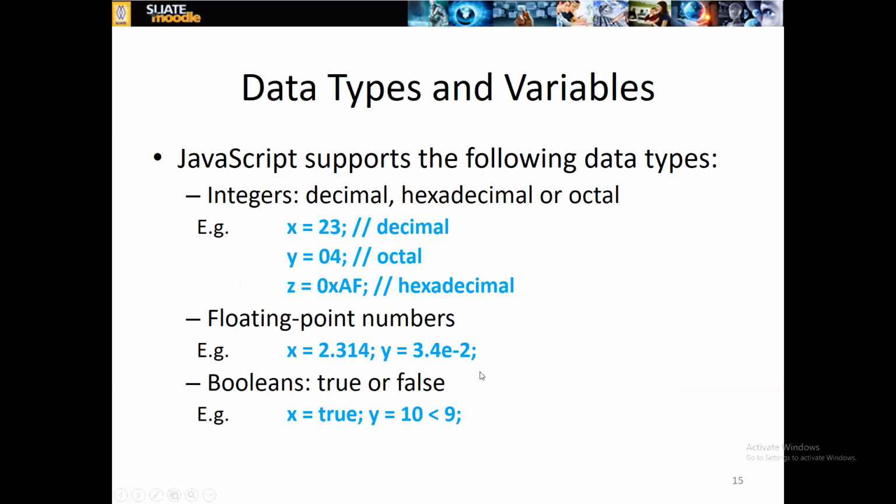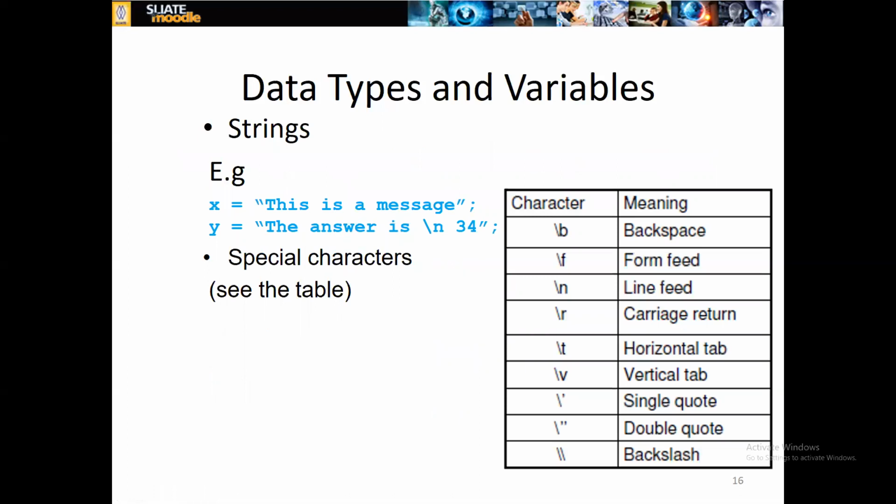So these are the integers. There is support for decimal, octal, and hexadecimal. And when we're talking about floating point, you can assign values, and booleans, true or false. Likewise, you can work with data types. Right. And here, when we are talking about strings, as usual, we have to mention it inside the double quotation.